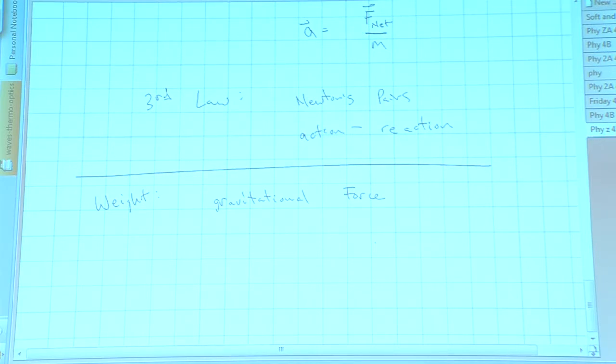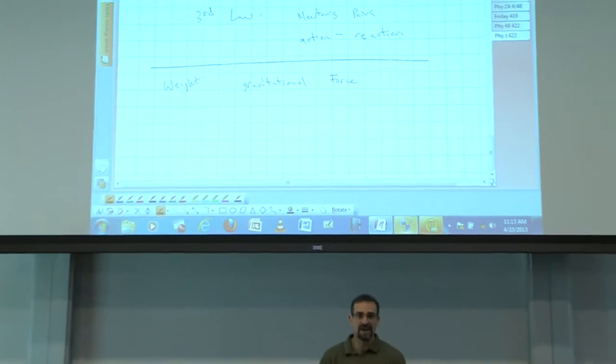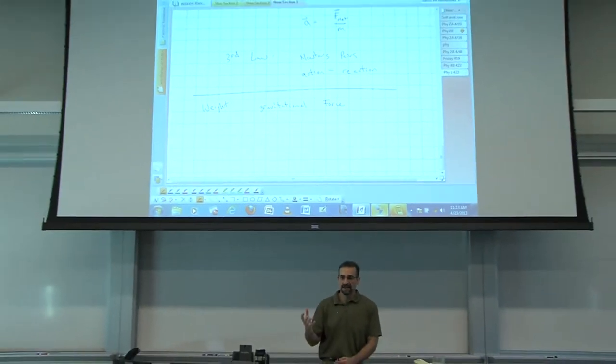That never changes. The mass of an object on the Earth is the same as the mass of the object if it's sitting on the moon, is the same as the mass of the object if it's out in space somewhere. It never changes. How much stuff something is made of never changes.